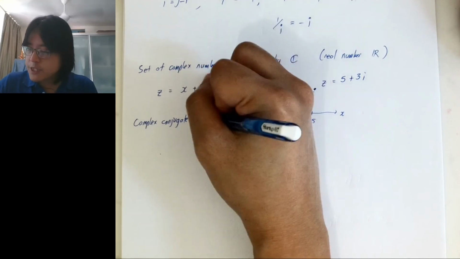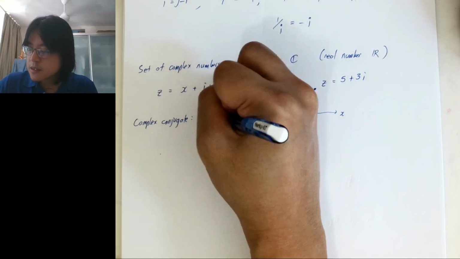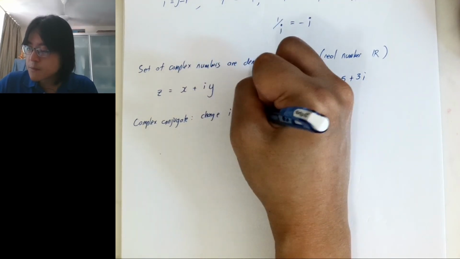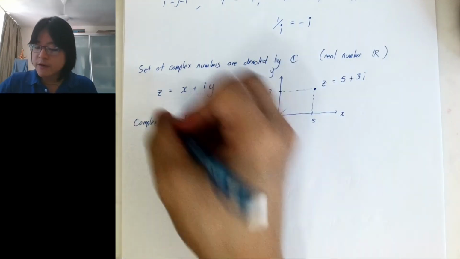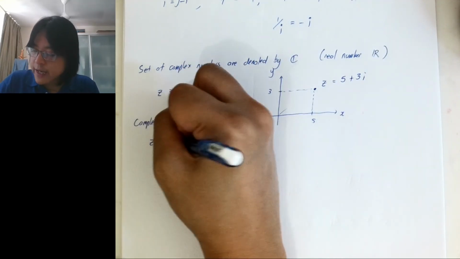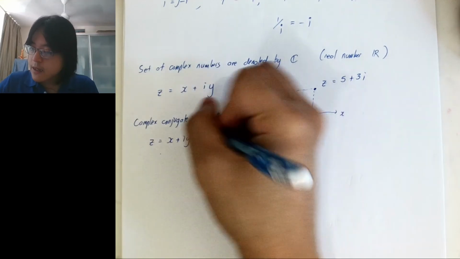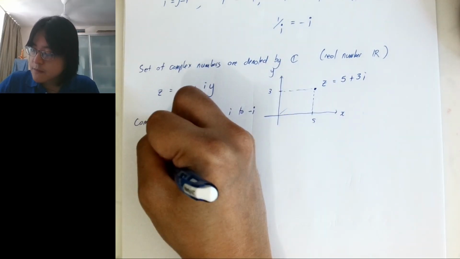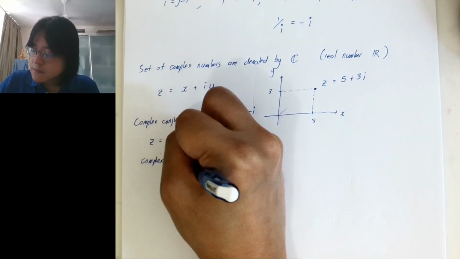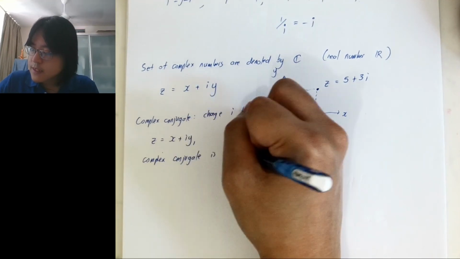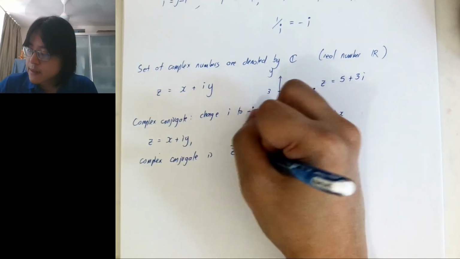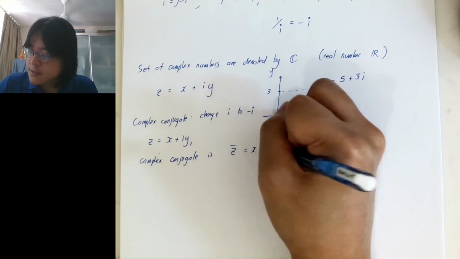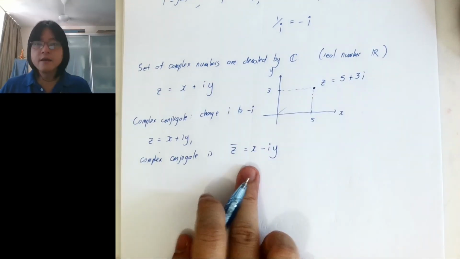Complex conjugate: we change i to -i, right? So for example, z is equal to x plus iy. The complex conjugate, which I call z bar, is just obtained by changing the i to minus i. Okay, but it's z bar.